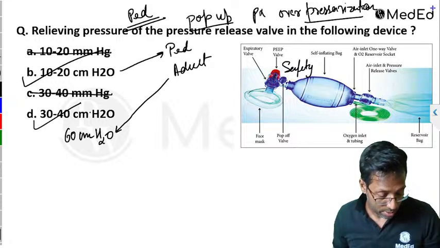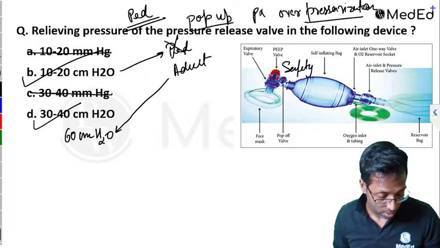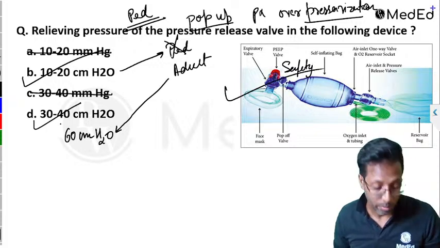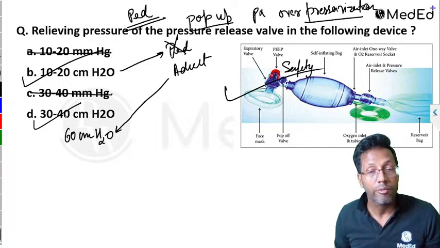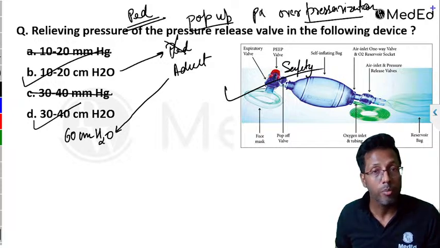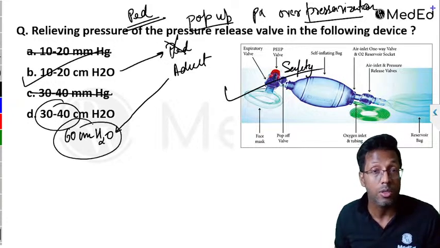Okay, so Dr. Sanket says pediatric was not mentioned. So if pediatric is out, only the image was given. This is our image, and the pressure for the pop-up valve was asked. If only the image is given and they have not mentioned pediatric, then I will stick with the option 30 to 40 because that is the closest to 60.